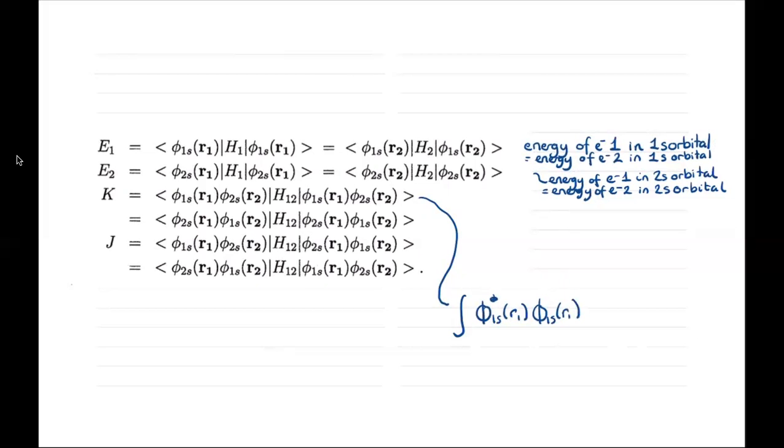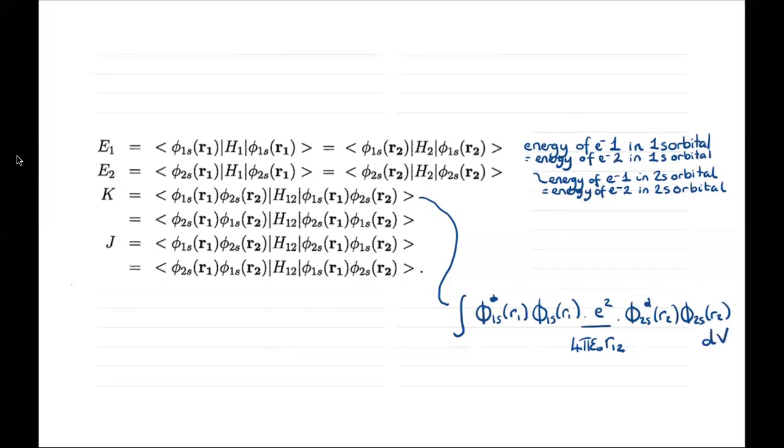Then we have our H12, which is e squared over 4 pi epsilon 0 times the distance between electrons 1 and 2. And then we have our electron 2 in the 2s orbital. And again, I'm going to group these together, the complex conjugate part and the real part, integrated over all space.